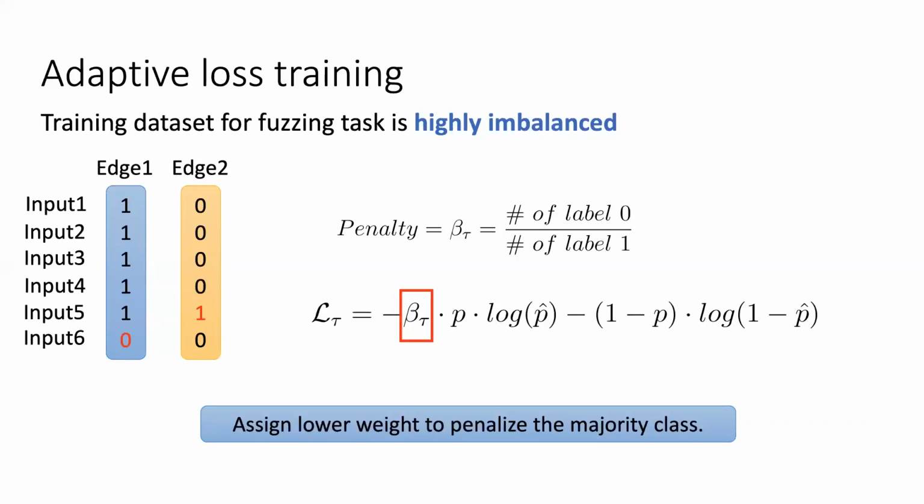Given such imbalanced data, the neural net model tends to lazily memorize the majority label rather than bothering to learn the difference of the two labels. So as a result, the model will constantly output the majority label. To mitigate this issue, we assign an adaptive weight to penalize the majority class when computing the loss. The weight is computed by the ratio of number of negative label against positive label.